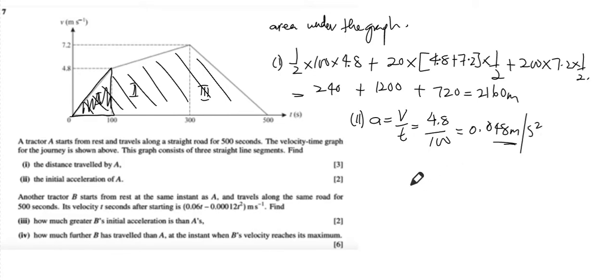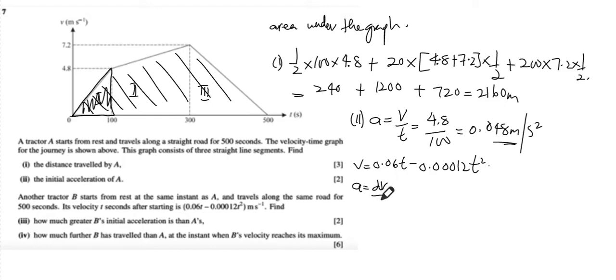Next, another tractor B starts from rest at the same instant as A and travels along the same road for 500 seconds. So basically it goes on the same path. Its velocity t seconds after starting is given: v equals 0.06t minus 0.00012t squared. So differentiating this will give us acceleration.